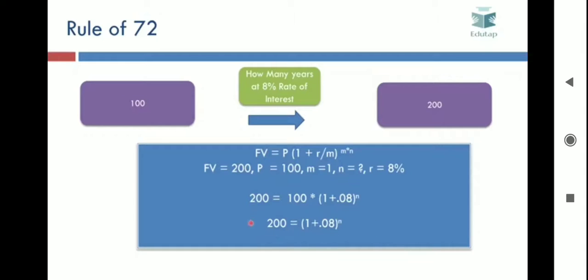And when you try to solve this, it is very difficult to find the value of n. You have to use some logarithmic fundas to find this out. But let's see how we can find this very easily by using rule of 72.